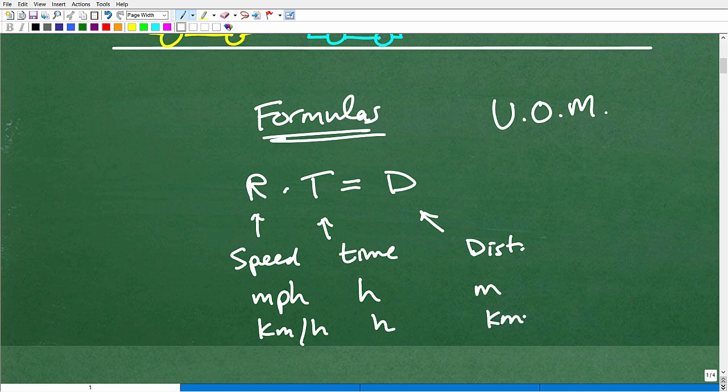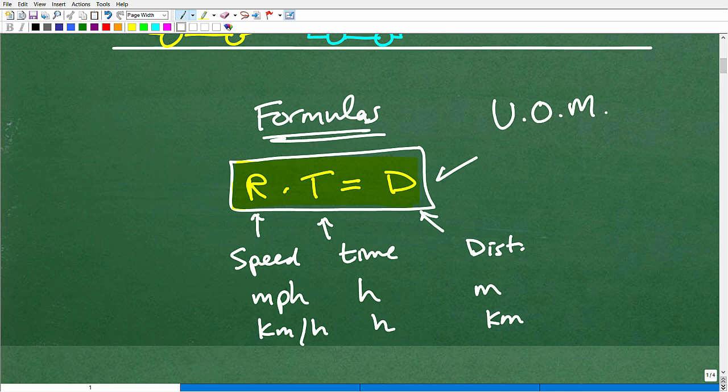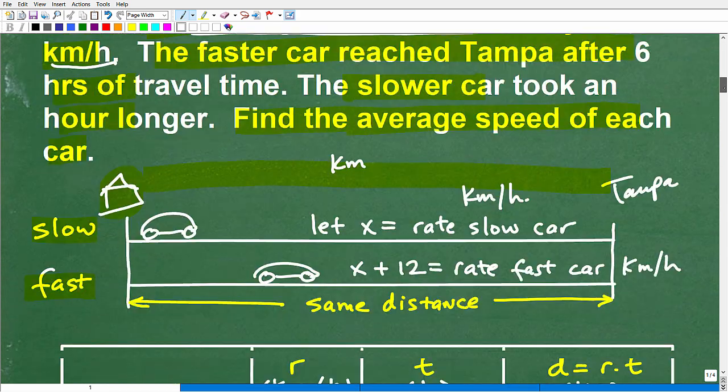I've done other videos on motion problems and units of measure, but you need to be familiar with formulas and units of measure. Of course, there's a lot of other things that go into solving algebra word problems, but this formula you definitely want to commit to memory. It comes up quite frequently. Rate times time is equal to distance, and make sure you have the right units of measure. Okay, let's get back to our problem.